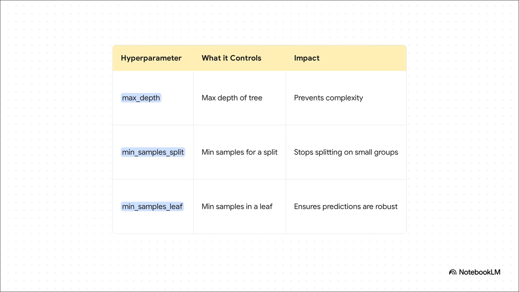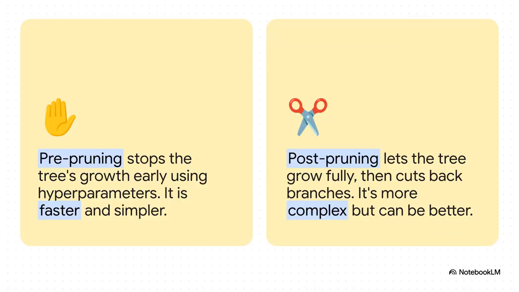To stop this, we use these control levers called hyperparameters. We can set a max depth to stop it from getting too deep. We can set min sample split to tell it, hey, don't even bother splitting a group if it's this small. And min samples leaf makes sure that every final decision is based on a reasonable group of examples, not just one or two weird outliers. This whole process of controlling the tree's size is called pruning.